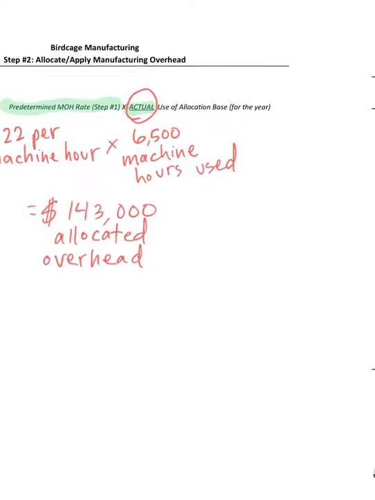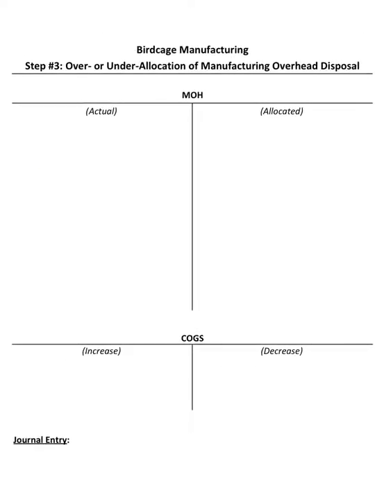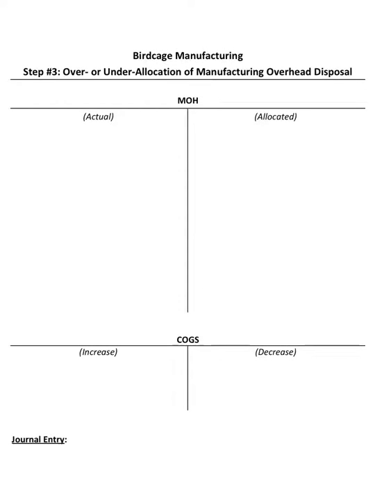Now let's move to the final step, which is to determine if manufacturing overhead has been over or under allocated during the period, and determine the adjusting entry to take overhead to 0 at the end of the period. We need to complete the overhead T account by filling in the actual manufacturing overhead costs on the debit side and the allocated amount on the credit side. Then we can determine by the ending balance whether it has been over or under allocated.